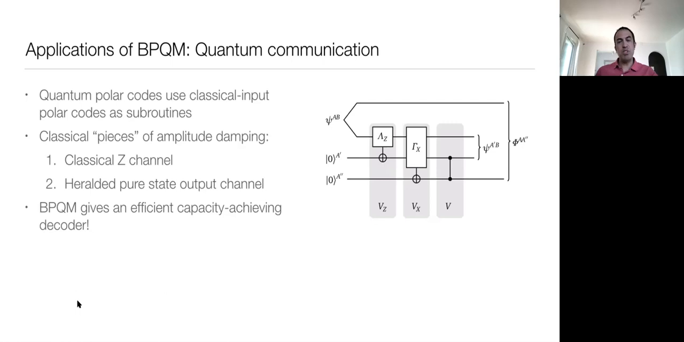And in particular, the amplitude damping channel works out very nicely because of the 2 subroutines that you need to consider. One of them is a very specific classical channel that's well understood, but it's purely classical. So we can just use that result. And the second part is actually this pure state output channel. It's sort of heralded again. There's an extra bit that tells you what the angle or what the Z parameter of that channel is, but it's exactly the setting that we just talked about. And so in this case, the BPQM algorithm will give an efficient decoder that actually achieves capacity for this scheme, because the polar codes can achieve capacity, and now we know how to do the decoding.